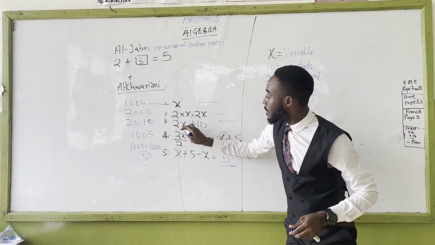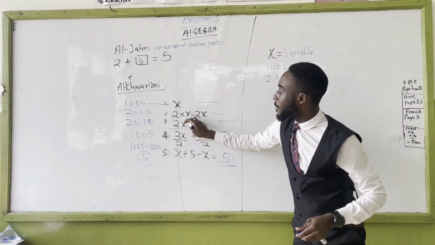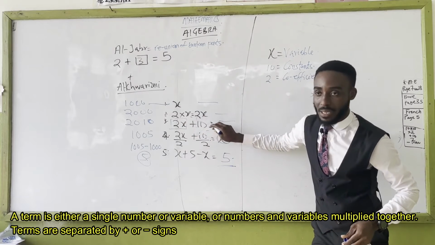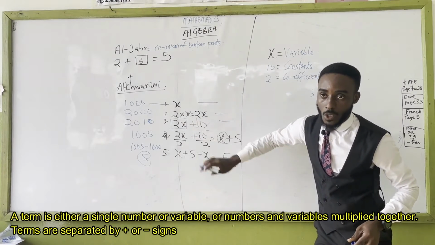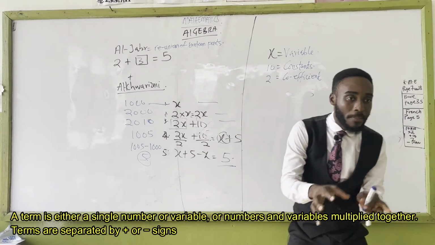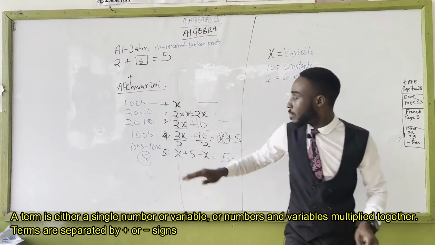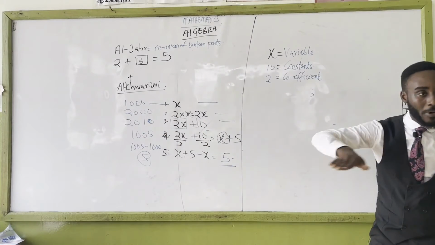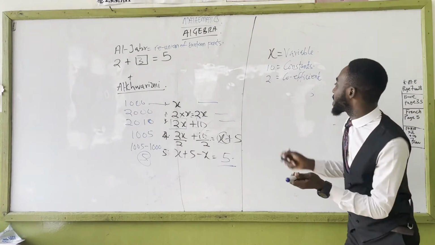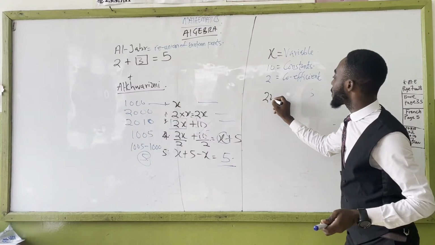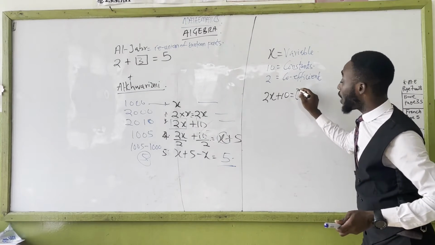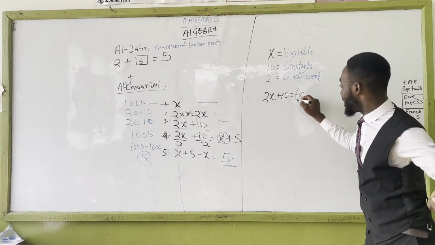Now, each and every one of them. So we have this guy is now called a term. This guy is also a term. This constant is also a term. So the terms are like the individual members that make up all of this. And all of this is called an expression. So let's say 2x plus 10. All of it is called what? It's called an expression.